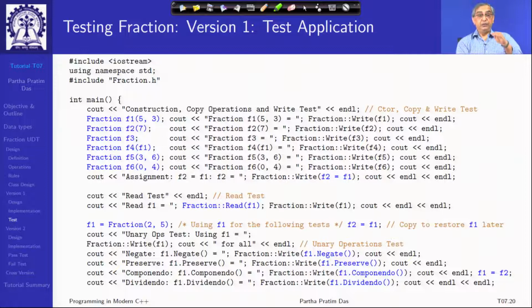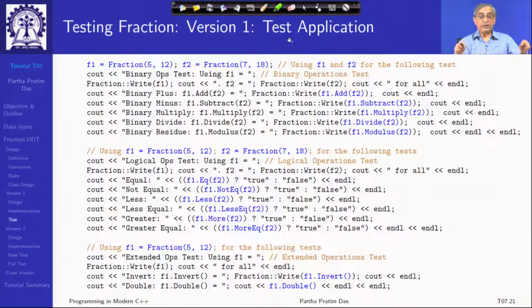Having done that, the next thing you need to do for a UDT is to generate a test. In a test, you write down sample cases for every operation that you have written. So, here is a sample case to construct a fraction with 2 parameters, with 1 parameter, with no parameter, a fraction by copying, and so on and so forth. Similarly, you are trying out negate, preserve, componendo. So, you just keep on doing each and every operation, write the code, and generate the output to see whether it is printing correctly.